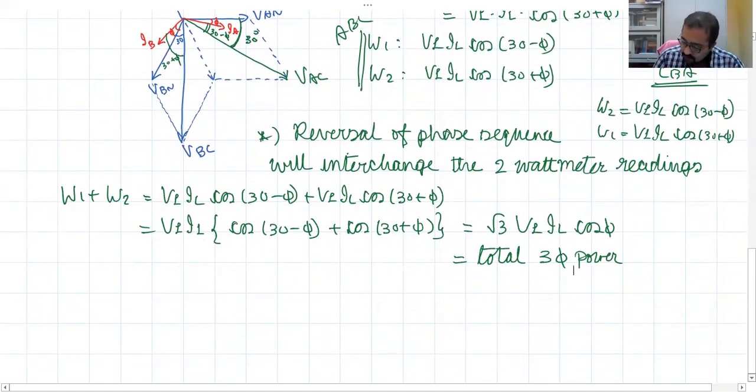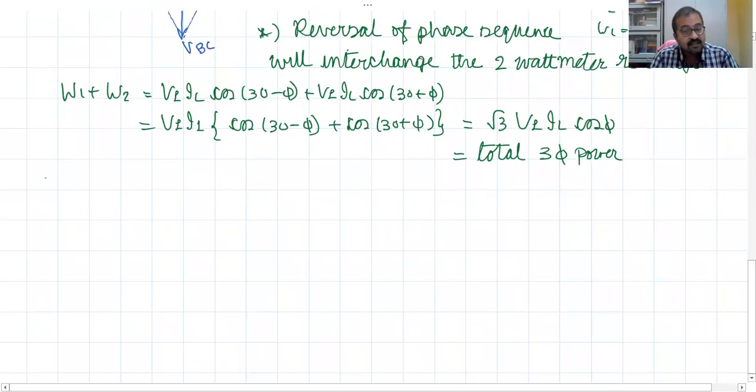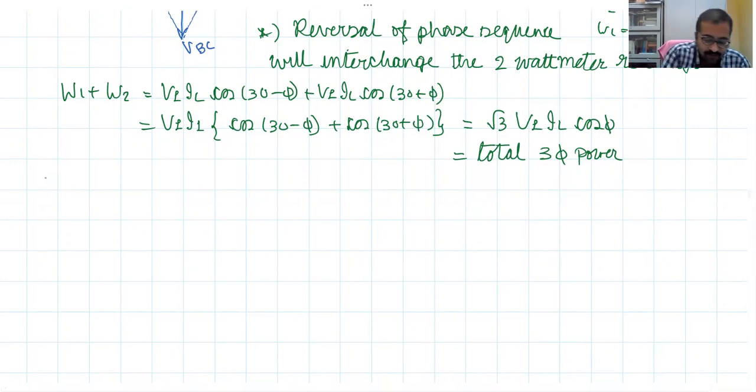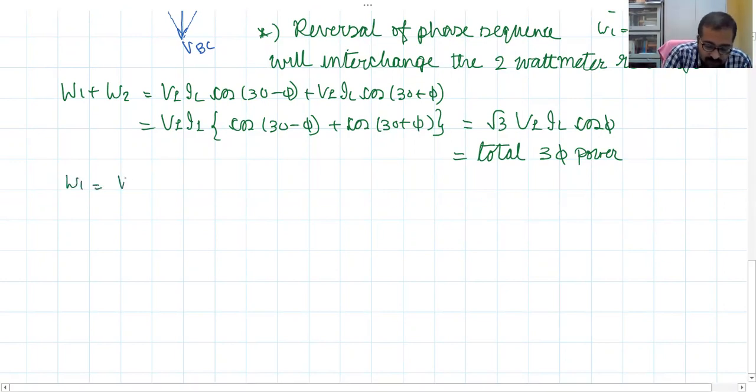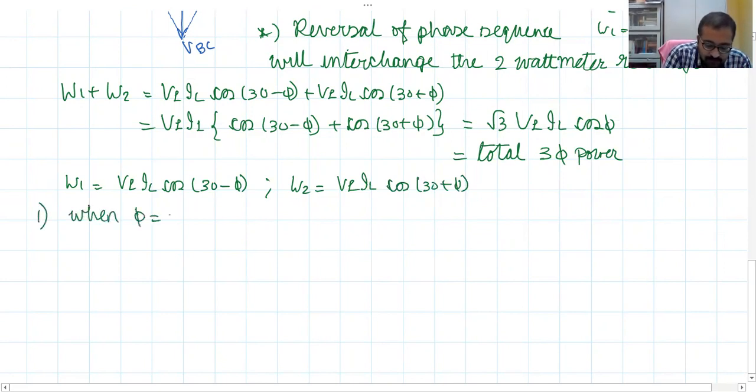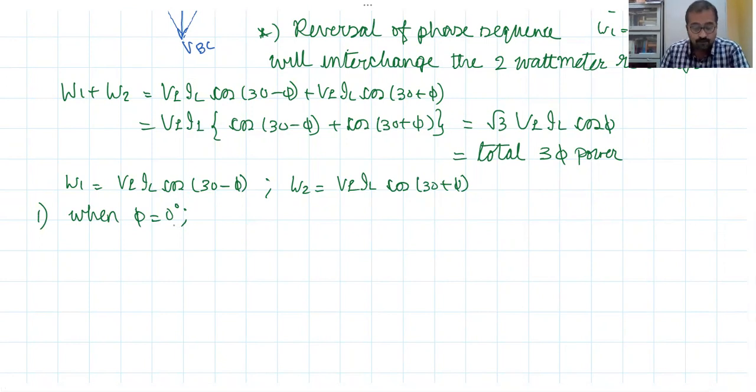Now, you see, we had considered a lagging load. That should be clear in your mind, right? We have considered a lagging load. So our W1 was VL IL cos(30 minus phi) and W2 was VL IL cos(30 plus phi). Now let's consider a few cases. When phi equal to 0, what do you mean by phi equal to 0? Phi equal to 0 means you are considering a purely resistive load, pure resistance. So power factor is unity.